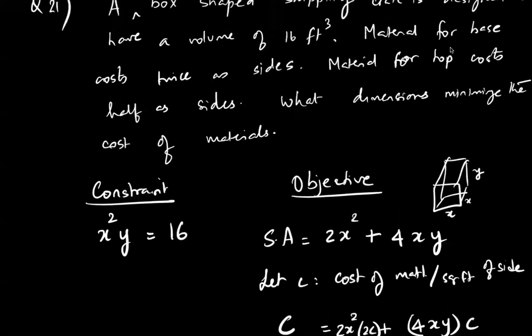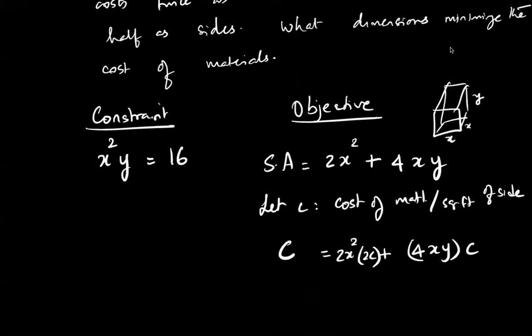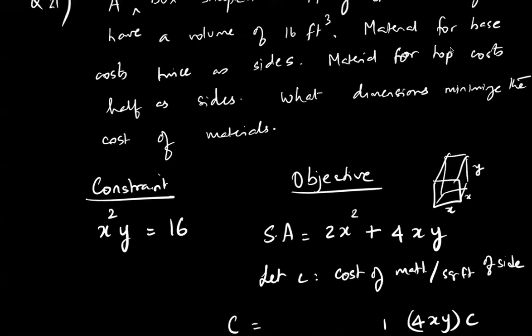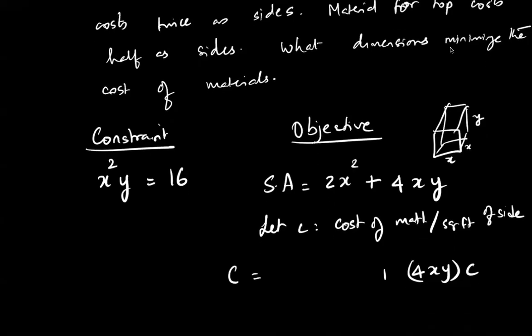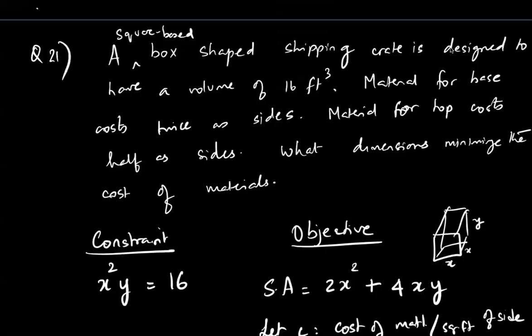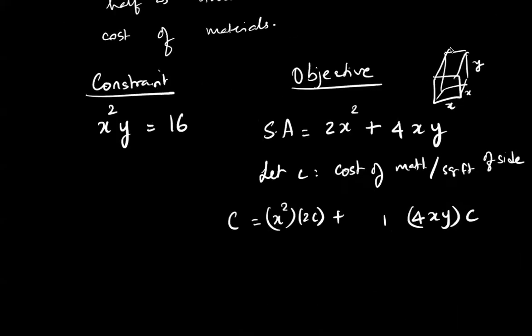costs half as, wait, okay, let me just split it up then, I'm sorry. So this needs to be split up. According to them, the material for the base costs twice as much as the sides. So base is this times 2c. And then they are saying that the material for the top is half as much as the sides. So the top is also x squared, but it is 1/2 of the side. Okay, so this is what we have.